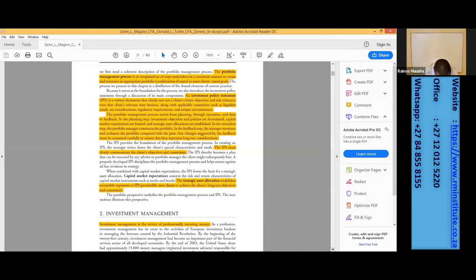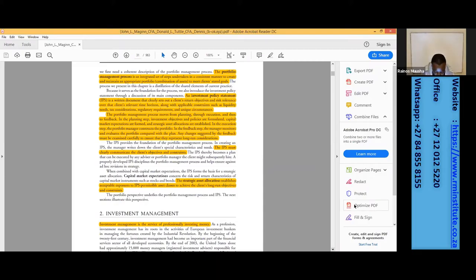Then on the next paragraph, they say, when combined with capital market expectations, the investment policy statement forms the basis for the strategic asset allocation. Capital market expectations concern the risk and return characteristics of the capital market instruments, such as stocks and bonds. The strategic asset allocation establishes acceptable exposures to investment policy statement permissible asset classes to achieve the client's long-run objectives and constraints.